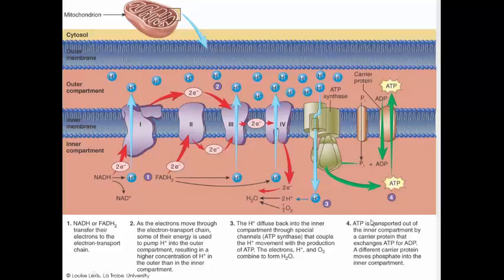And one final point, shown here in point 4, is that ATP is transported out of the inner compartment by a carrier protein, because remember, we're located here within the mitochondria, and for muscle contraction, this ATP needs to get out into the cytoplasm and to the sarcomeres, where it can be broken down and support muscle contraction. So when the ATP is moved out via this carrier, it's exchanged for ADP and also Pi.